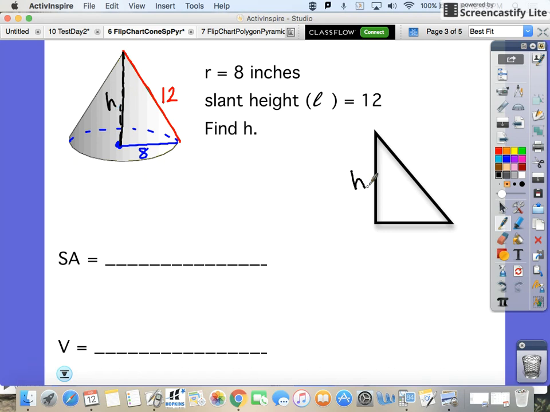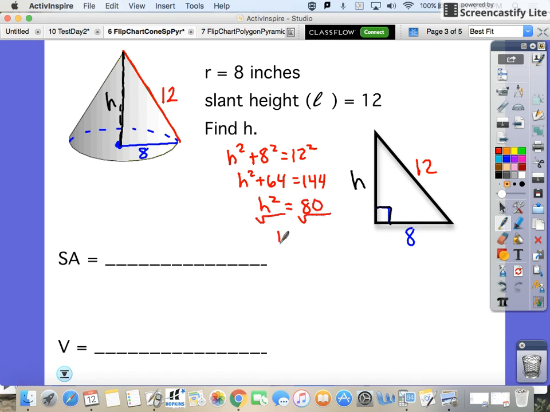Well, we're looking for h. We know this is 12 and this is 8. This is a 90-degree angle. So we can use the Pythagorean theorem. H squared plus 8 squared equals 12 squared. H squared plus 64 equals 144. Subtract 64 on each side, you get h squared equals 80. And when you square root both, you get that h is about 8.94 inches, because that's what our units are here. Okay, so that's our height.